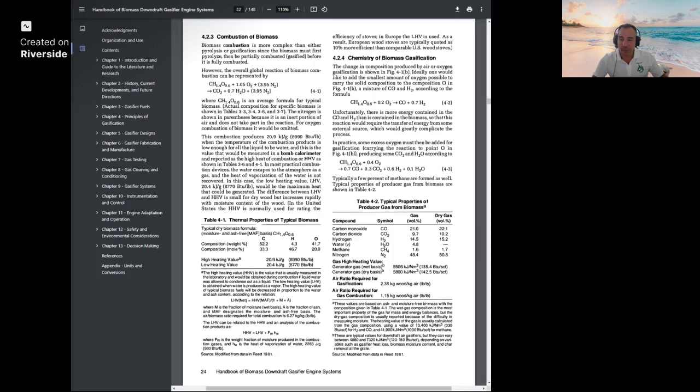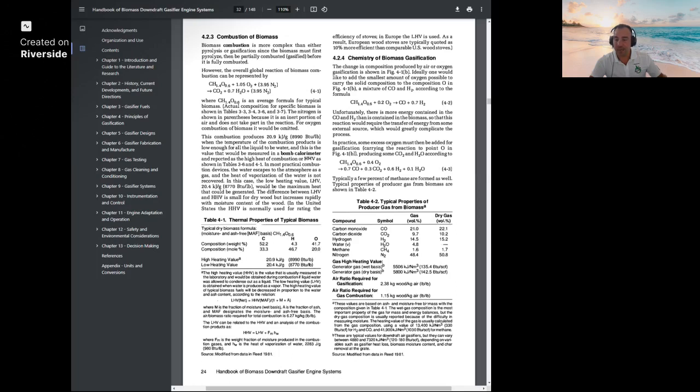In practice, some excess oxygen must then be added for gasification, carrying the reaction to point O in Figure 4.1b, right down here, producing some carbon dioxide and water, according to the formula there. Typically, a few percent of methane are formed as well. Typical properties of producer gas from biomass are shown in Table 4.2. So we have carbon monoxide, carbon dioxide, hydrogen, water, methane, and nitrogen.